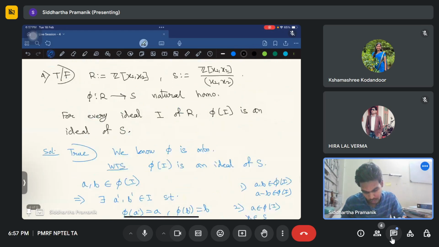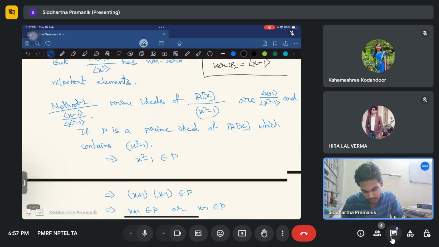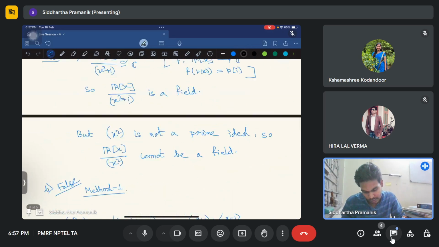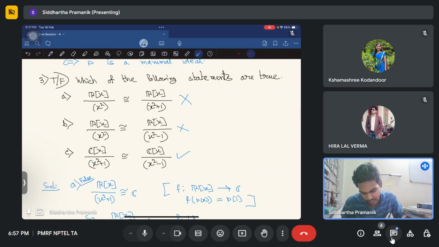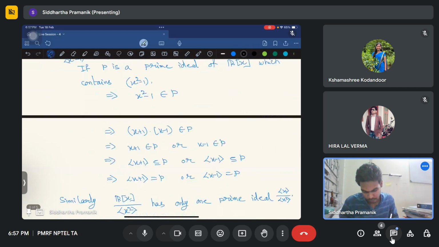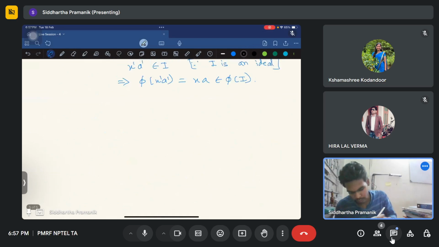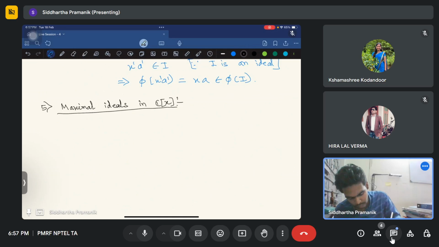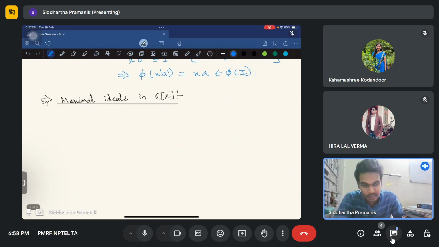Okay, so if you understand this, let's move on to the next problem. So let's try to see the maximal ideals of C[x] and R[x]. That is something interesting. So problem number 5. It is about maximal ideals in C[x]. Okay, so how do the maximal ideals in C[x] look like?